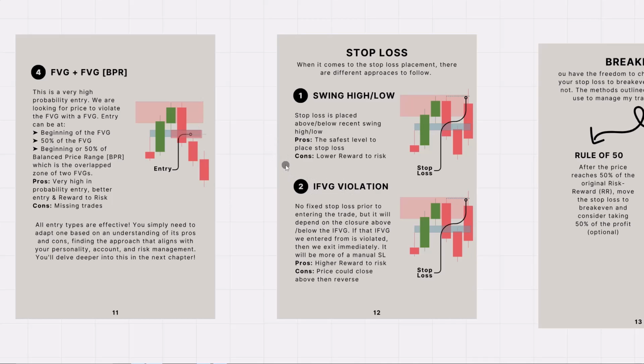So we're expecting the inverse fair value gap to push price lower in this case. But if it doesn't and another candle closes above it, that means this is a stop loss for us. So this is a higher reward to risk, but sometimes price closes above, doesn't reach the swing high, and then comes lower. So you would be closing a trade that was in profit and did not hit the real stop loss, which in this case is the swing high or swing low.